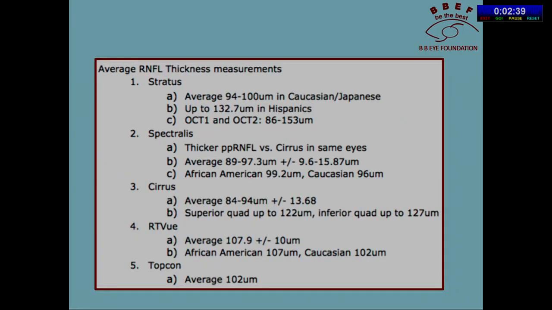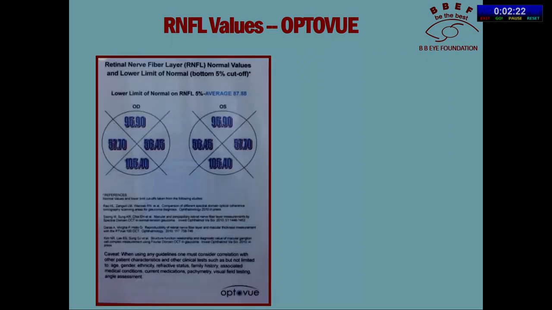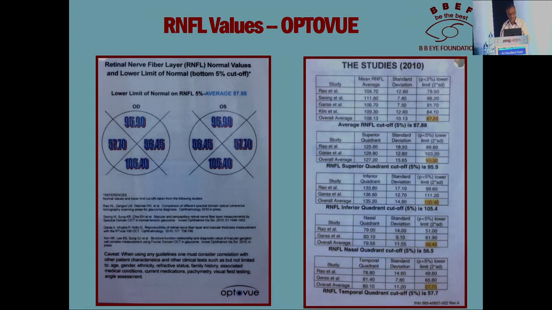This is the average retinal nerve fiber thickness measurement from Stratus, Spectralis, Cirrus, RTVue, Topcon. All have an average between 94 microns to 100 microns, more or less equal. Retinal nerve fiber values in OptiView. We can see the 4 quadrants, following the ISNT rule as with the optic nerve disc. In the nasal part, you can see 56%, in the temporal a little more. In the superior part, a little more thickness, and the inferior is the thickest. This is the average from studies of 2010.